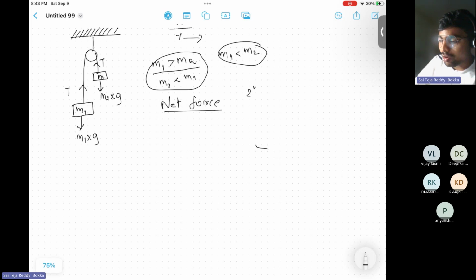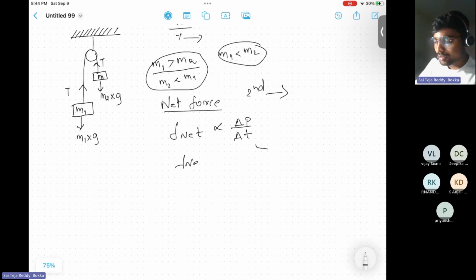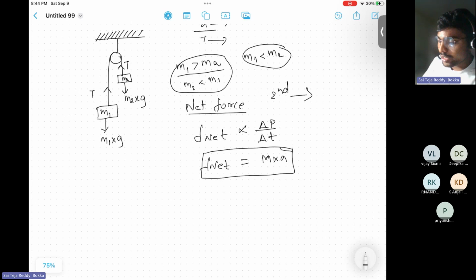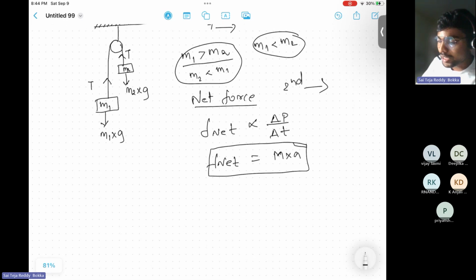So according to the second law of Newton's laws of motion, what we are having a net force, F net is directly proportional to rate of change of momentum with respect to rate of change of time. So if we call like a F net, after deriving it, we can take it as M into A, mass into acceleration. So here in this particular case, you need to resolve the nets M1 and M2. So we call it as a free body diagrams.